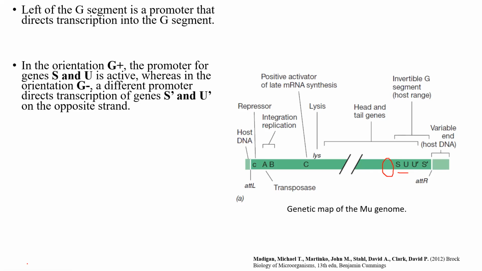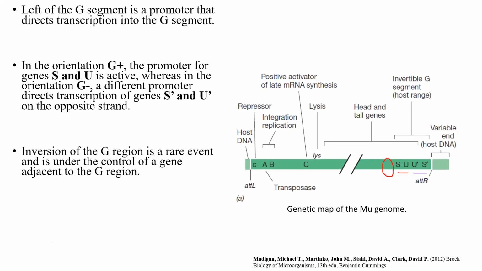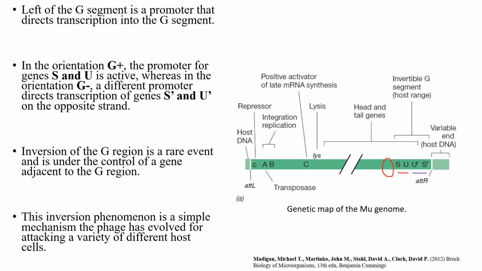Whereas in the orientation G minus, a different promoter directs the transcription of S prime and U prime on the opposite strand. Inversion of the G region is a rare event and it's under the control of another gene that decides the inversion, and this gene is adjacent to the G region. This inversion phenomenon is a simple strategy that the phage has evolved for attacking a variety of different host cells.